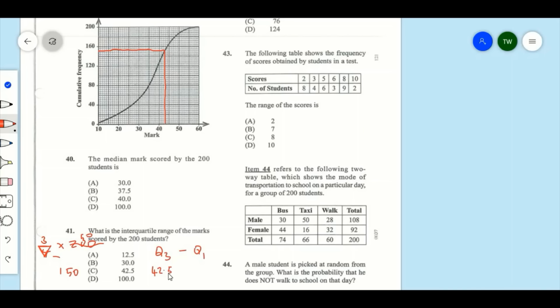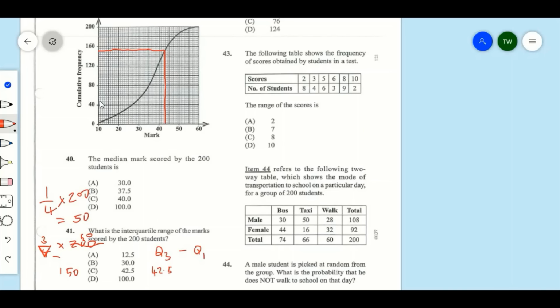42.5. Now we need to find Q1 position, and that's going to be 1/4 of 200. And 1/4 of 200, that's what's going to give us 50. So we need to find 50 on the cumulative frequency, the y-axis here. So this is 40. And remember that each of the small boxes is 4. So this is going to be 44.